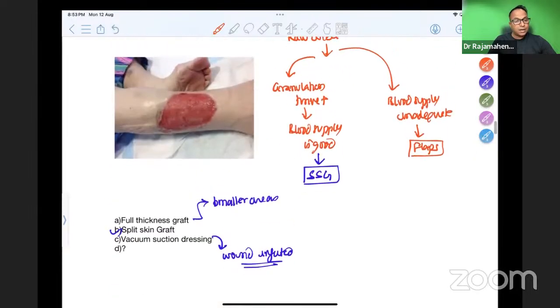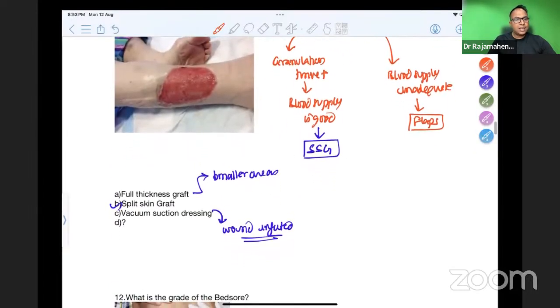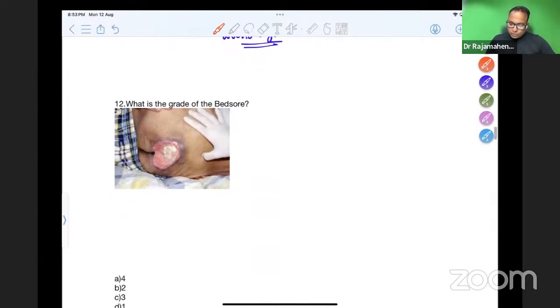So a vacuum assisted closure device is not needed. A classical split skin graft is enough. So this is again a repeat question. This is a multiple times repeat question.